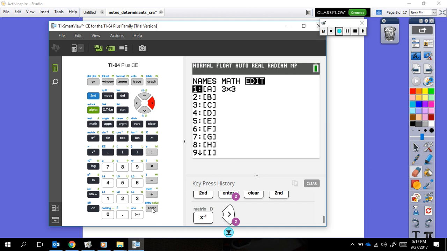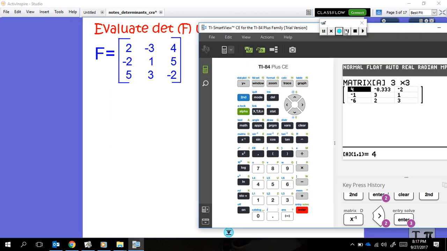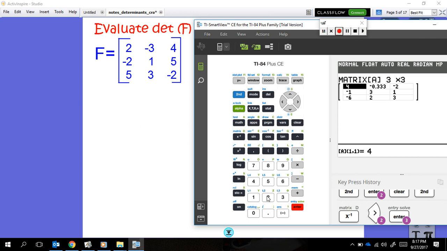okay, and we're going to edit matrix A. It doesn't matter which one, choose whichever one you want. Okay, and we're going to put in the elements of our matrix. So 2, -3, 4, -2, 1, 5, 5, 3, and -2. Always take a quick glance after you're done and make sure you have them entered correctly, because if you enter one incorrectly, it can cause your answer to become really ducky.